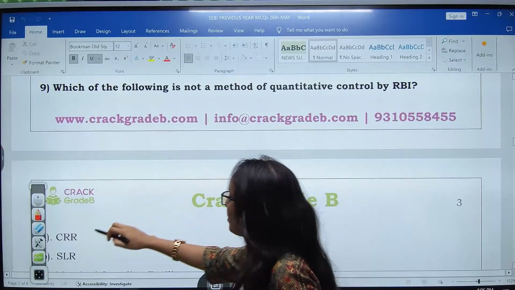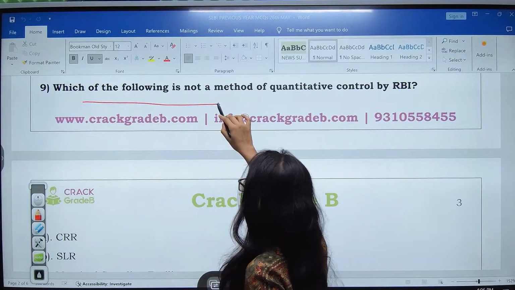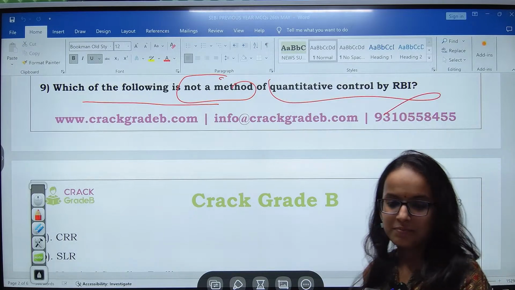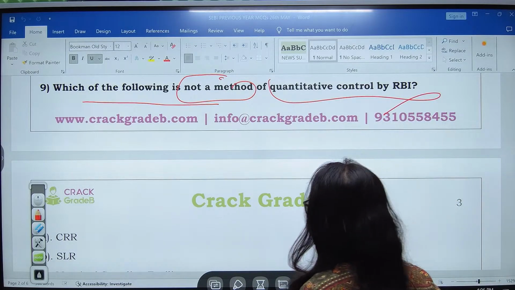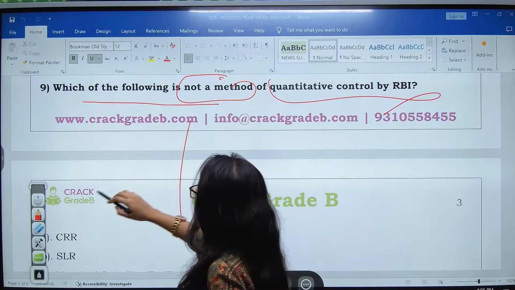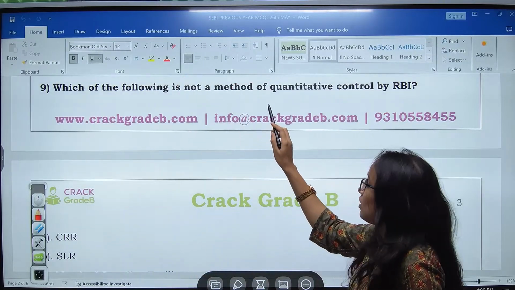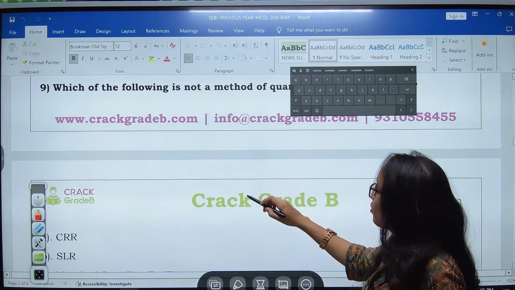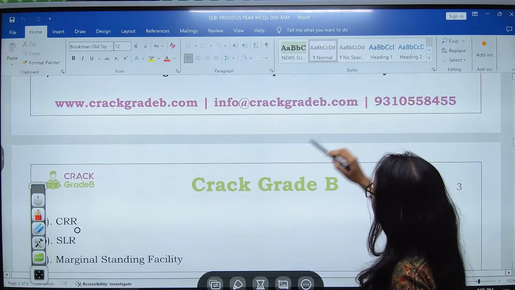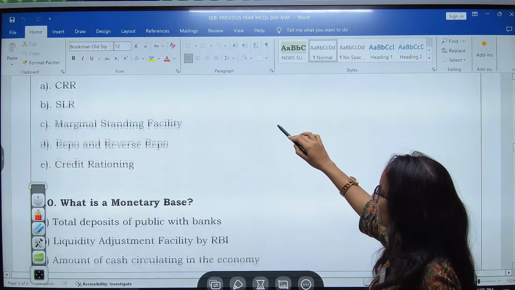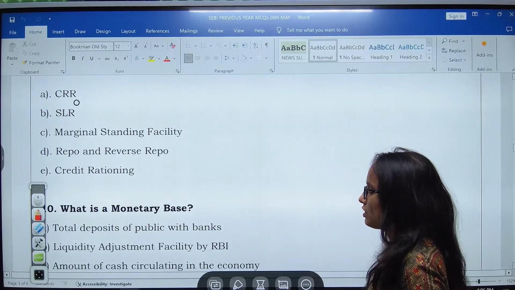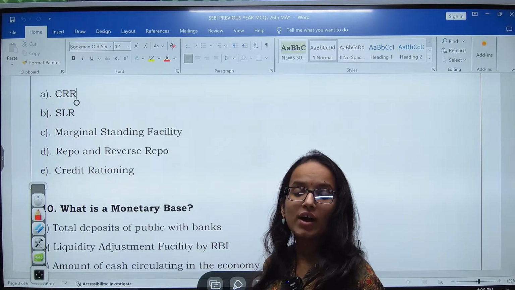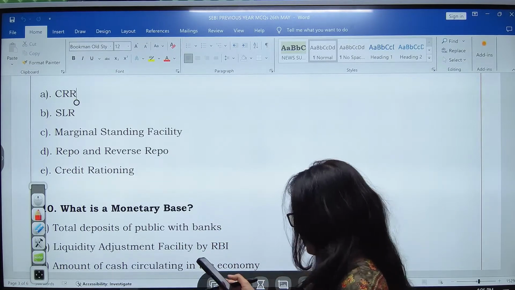Then next, question number 9. Which of the following is not a method of quantitative control by RBI? Very important question. Tell me the answer. Options are not visible. Which is not a quantitative tool of RBI's monetary policy? These are your options: A, B, C, D, E. What is the answer? Not a quantitative measure taken by RBI.